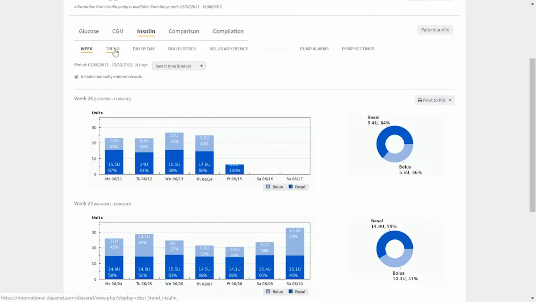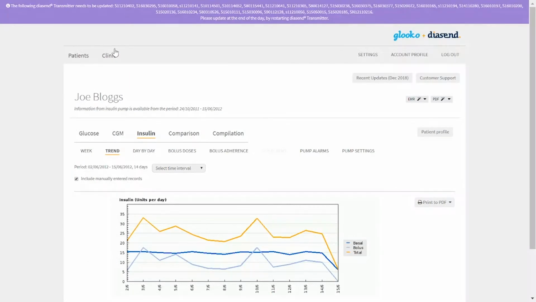As we move on to the trend tab, we're actually able to see fluctuations in the different types of insulin that a patient is giving. So we can see here the total level of insulin is fluctuating in this case along with changes in the bolus insulin, and the basal is holding fairly steady. This may not always be the case, so it's worth clinicians checking this to see where the fluctuations in insulin are coming from.